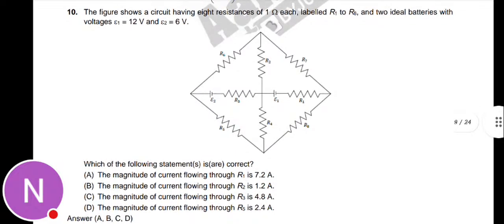In the 10th question they asked: the figure shows a circuit having 8 resistances of 1 ohm each, labeled R1 to R8, and 2 ideal batteries with voltage E1 of 12 volt and E2 of 6 volt. Here E2 we can see near R3, it is a 6 volt battery, and E1, the first battery, is a 12 volt battery.